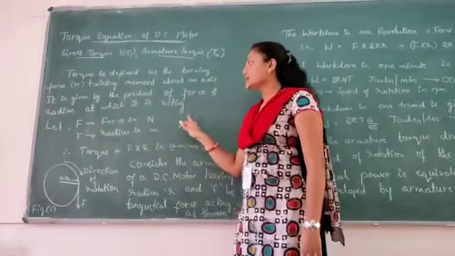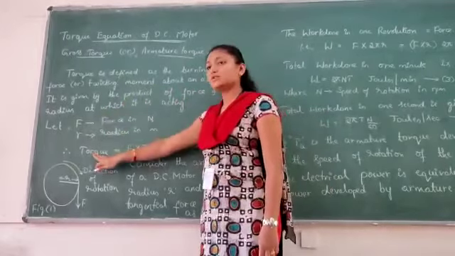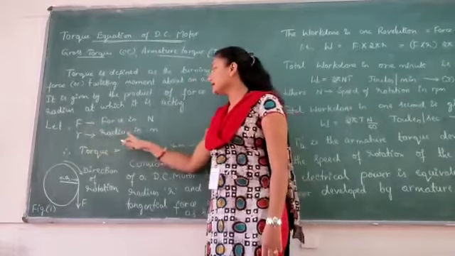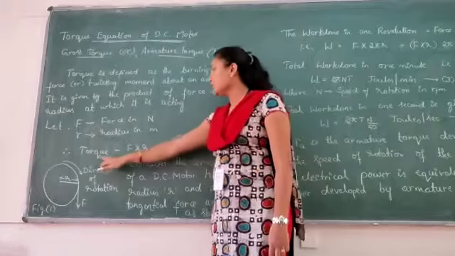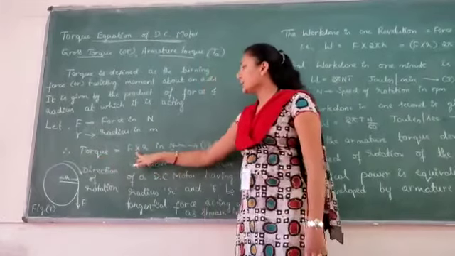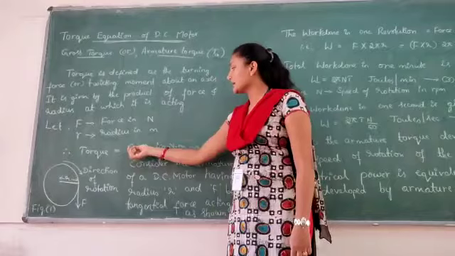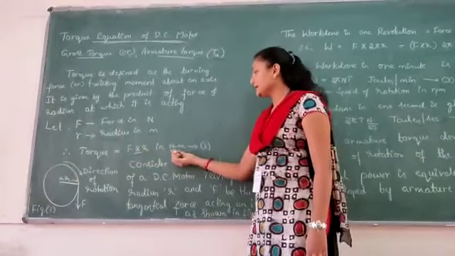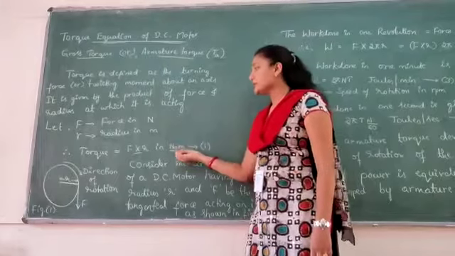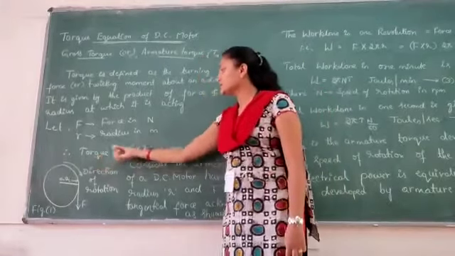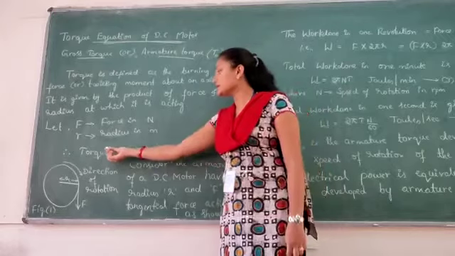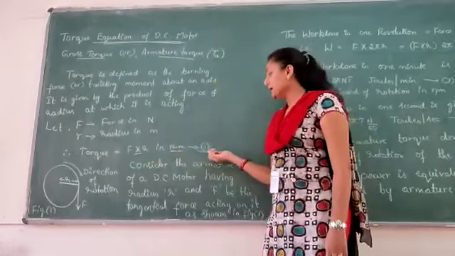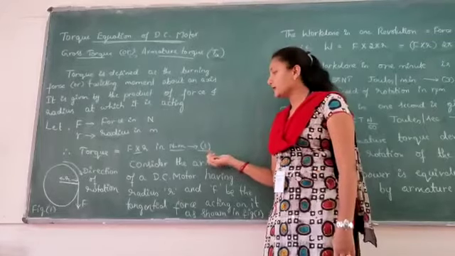So in order to give the equation of torque, let F be the force in Newton and R be the radius in meter. Therefore torque is equal to the product of force and radius, F into R, in Newton meter. Newton meter is the SI unit for torque. Let us call this equation 1.